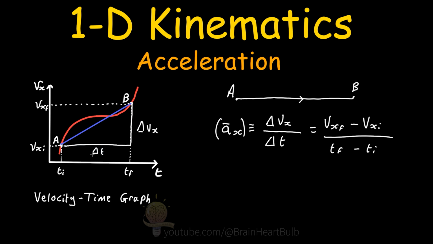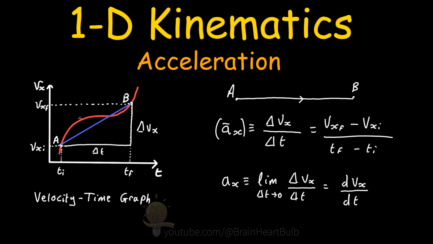And as delta t approaches 0, the instantaneous acceleration becomes the limiting value of the ratio of delta v over delta t as delta t approaches 0. We can also express this as the derivative of the velocity with respect to time. In other words, the gradient at any point on this red curve here.